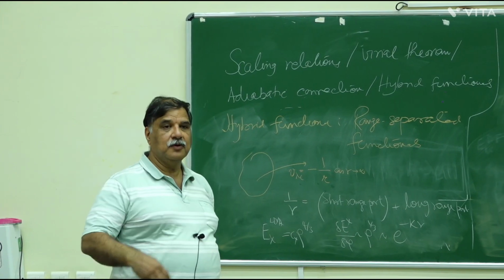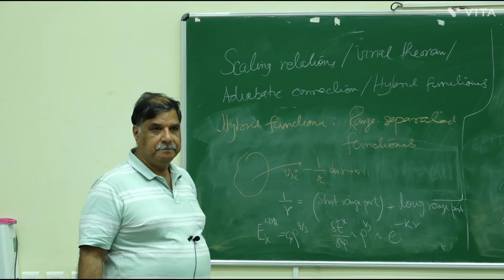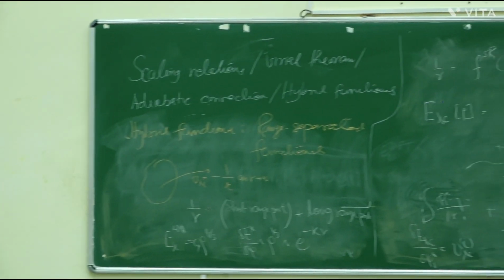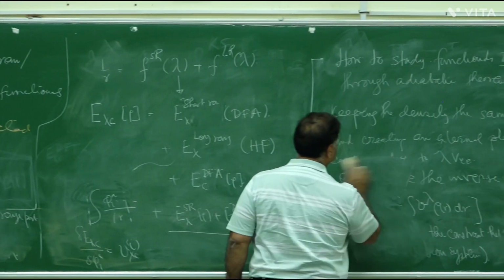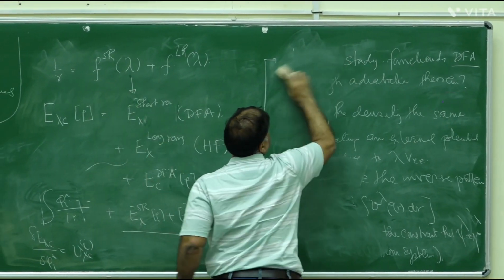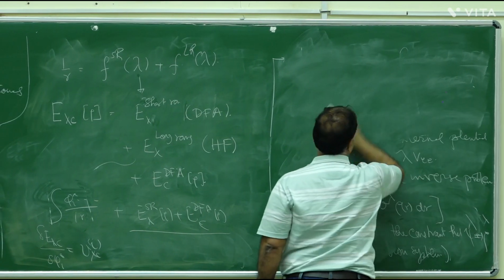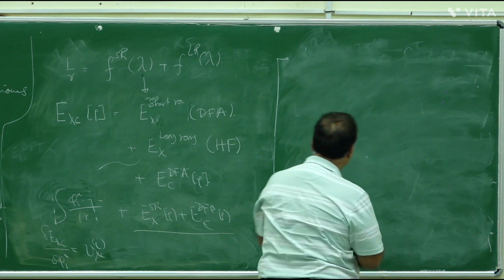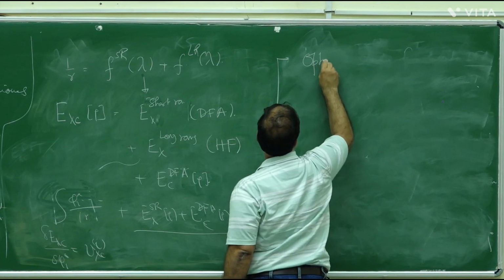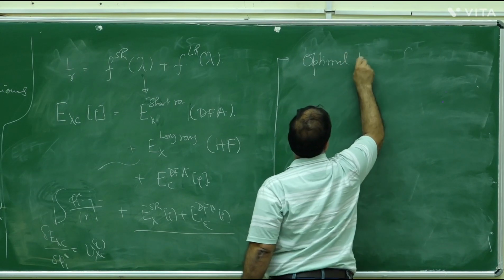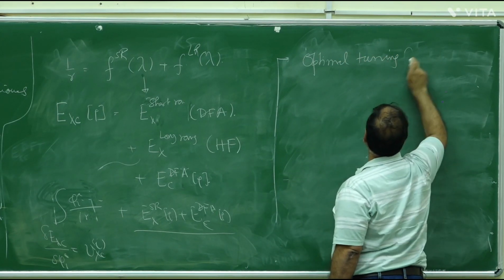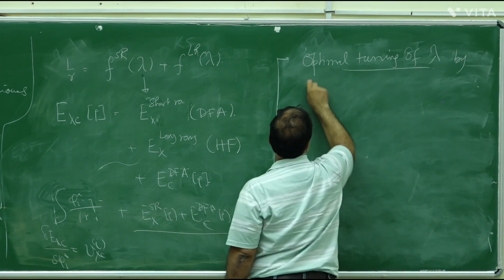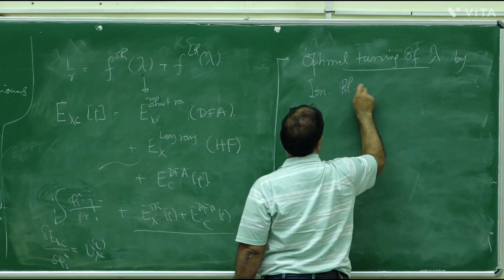Okay, so in that sense this is the generalized Kohn-Sham theorem. And then again, one way to do this, fixing it, and this became very popular, is what is called the optimal tuning of this parameter lambda, from the Israel group. And so optimal tuning of lambda by ionization potential.